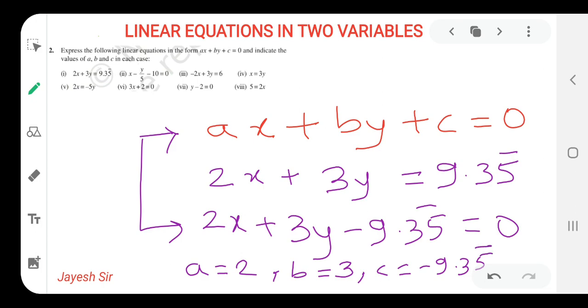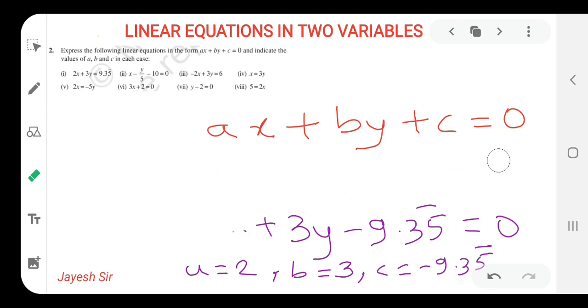So in this way we have obtained the values of a, b and c in each of the following cases. I hope you all are getting it. This was the easier type of sums, friends. We just need to compare with the basic equation and find the values of the variables a, b and c.